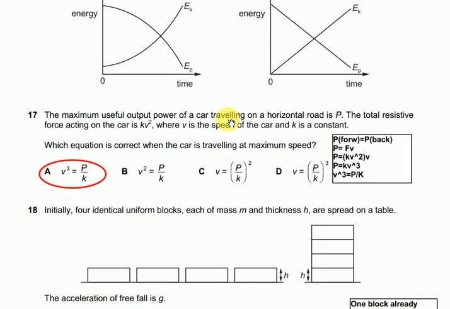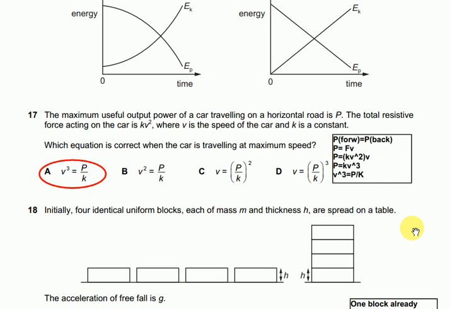Question number 17 says the maximum useful output power of a car traveling on a horizontal road is P. The total resistive force acting on the car is KV squared, where V is the speed of the car and K is a constant. Which equation is correct when the car is traveling at maximum speed? At maximum speed, the forward power must be equal to the backward power.